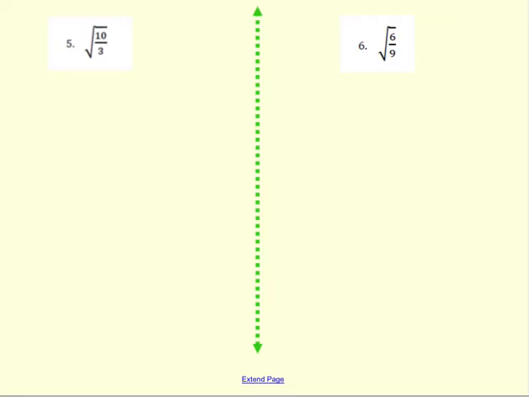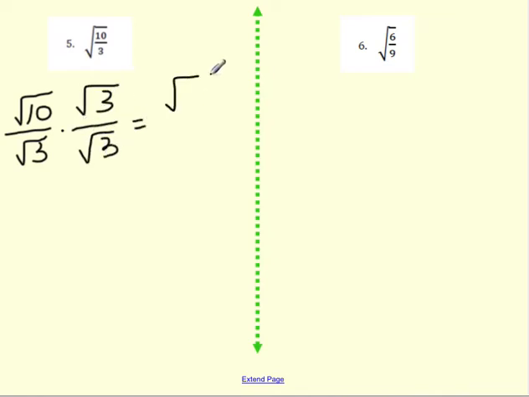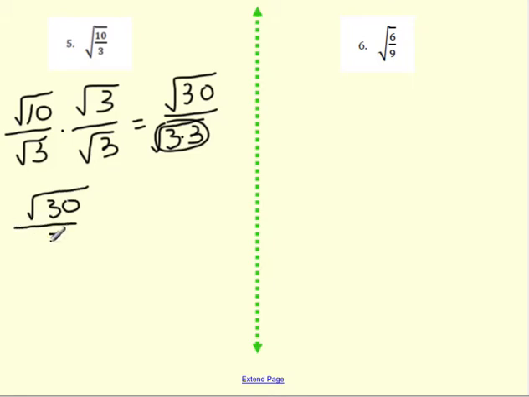Next, let's take a look at number 5. Number 5 is going to be the same, so I'm going to split it up to be the square root of 10 divided by the square root of 3. And then I'm going to multiply by the square root of 3 over the square root of 3. So then I end up getting 10 times 3, which is 30, and then underneath my radical, I get 3 times 3, so those two are going to come out of the radical. So I get the square root of 30, and since I have a pair of 3's, I'm just going to have 3 on the bottom.